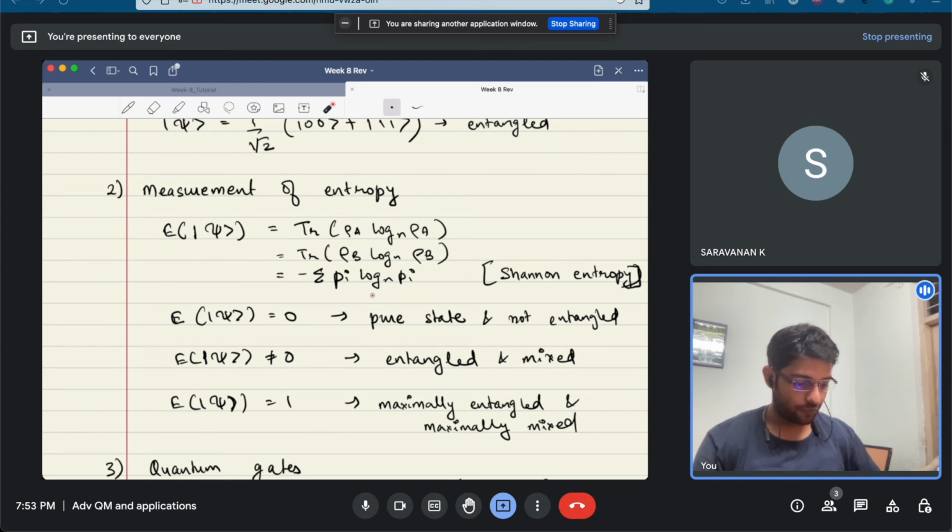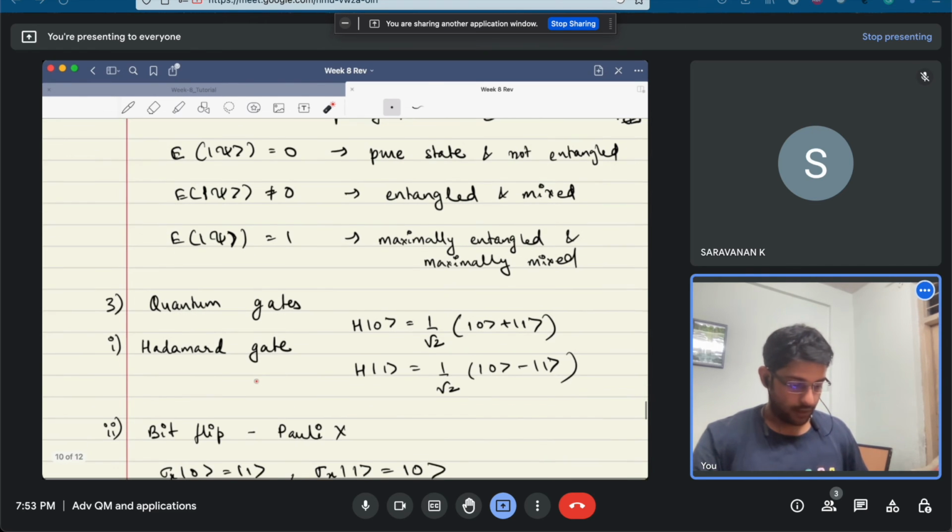Okay, so if you have this entropy to be 0, then it essentially tells you that the state or system is pure and it's not entangled. And if it comes out to be not equal to 0, then you can confidently say that it's either entangled or a mixed state. So it depends on whether you're taking the complete system or only some part. If you're taking only rho A, then you can only say if it's mixed or not. And if you're taking the complete system, then you can tell if it's entangled or not. And finally, if you have entropy equal to 1, that refers to it being maximally entangled or a maximally mixed state.